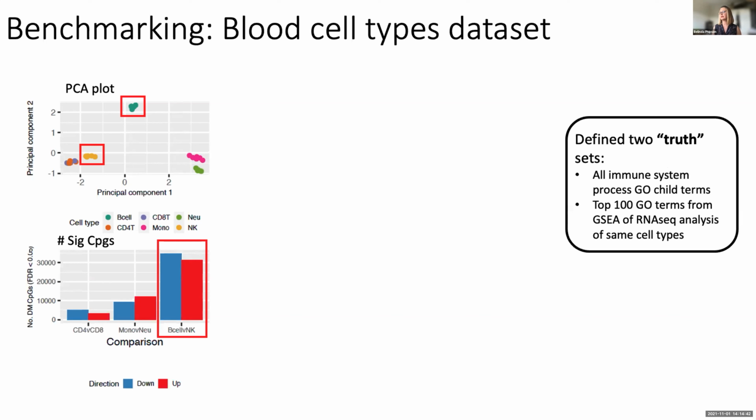The other thing that we did was Jovana found some RNA-seq data of the same cell types, and we did the exact same comparisons in this RNA-seq data. And then we did gene set enrichment analysis of that data, and we took the top 100 GO terms, and that formed our second truth set.